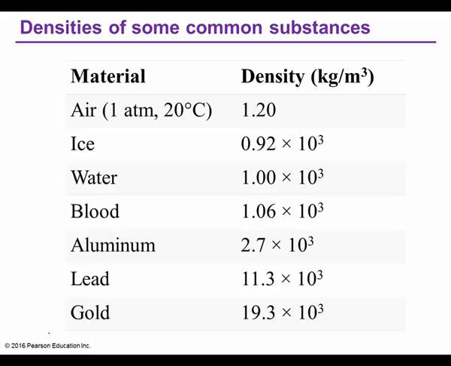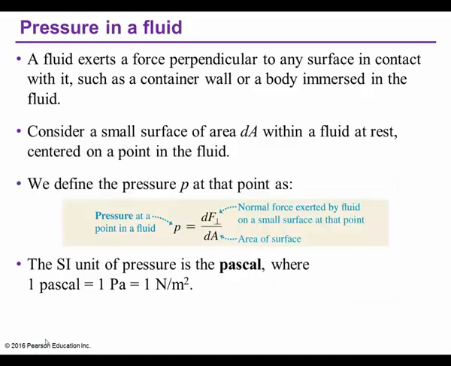Here's a chart of common densities. Notice air, 1.2 kilograms per meters cubed, and of course, this is at 1 atmosphere and 20 degrees Celsius. Ice, notice ice has a very low density compared to water. Blood, aluminum, lead, and gold, 19.3. Now that's times 10 to the third. In other words, 19,300 kilograms per meters cubed.